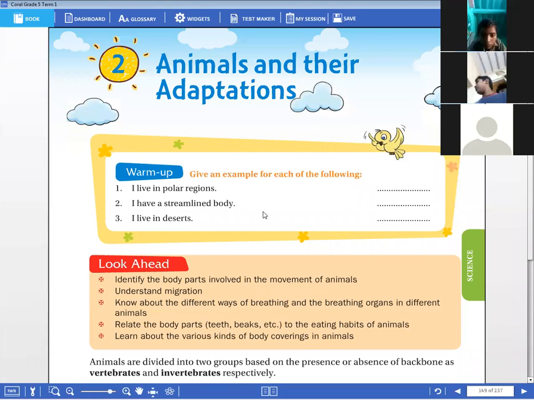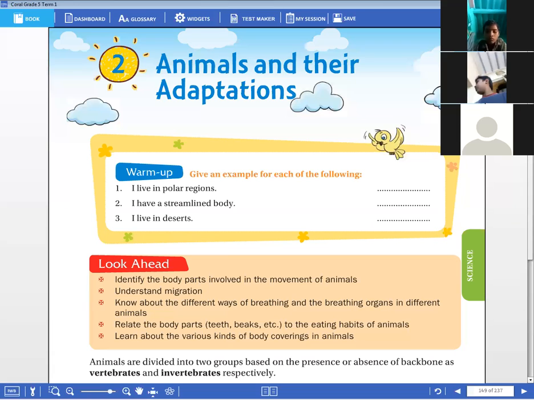And the second one, I have a streamlined body. Children, a streamlined body is a body which is straight and uses its entire body to move. As you don't know the terminology, I'll say the body of a fish is called a streamlined body. So the answer for the second one is a fish. You might not have come across this terminology in your early classes. That's why I myself have told the answer for you.